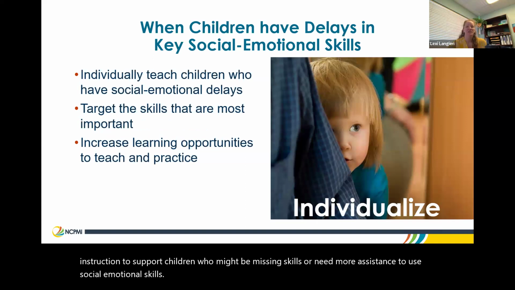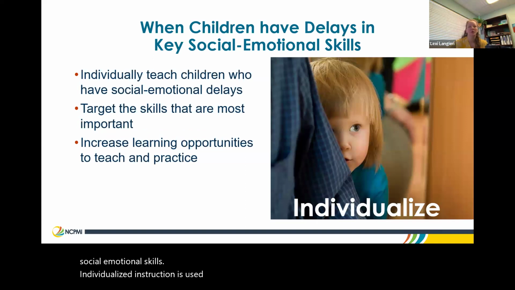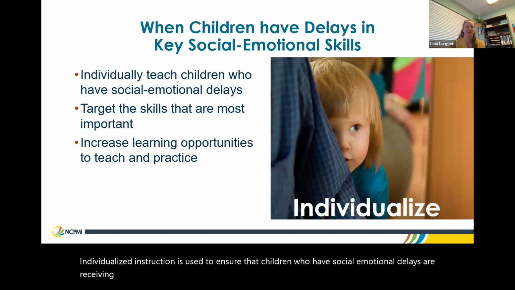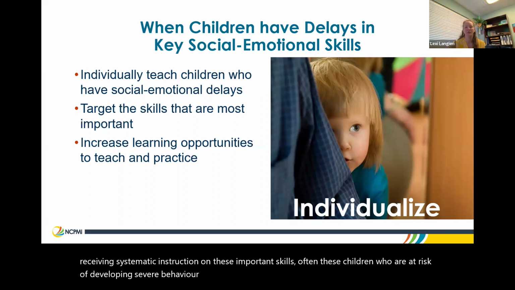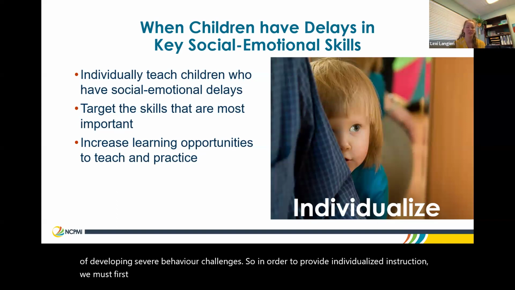Individualized instruction is used to ensure that children who have social emotional delays are receiving systematic instruction on these important skills. Often, these children are at risk of developing severe behavior challenges. So, in order to provide individualized instruction, we must first identify the skill that we want to teach and then provide systematic instruction on the skill throughout the day.